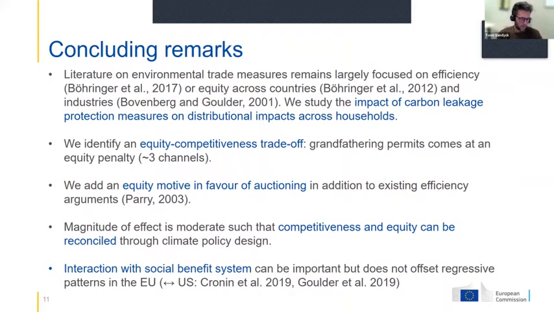We also see that the indexation interaction with the social benefit system flattens or mitigates the regressive impacts. It doesn't necessarily offset them. So this is not as strong as we have seen in recent papers for the US, but still it indicates that it's an important element to consider.